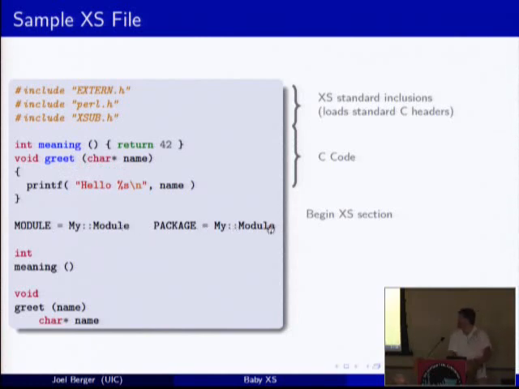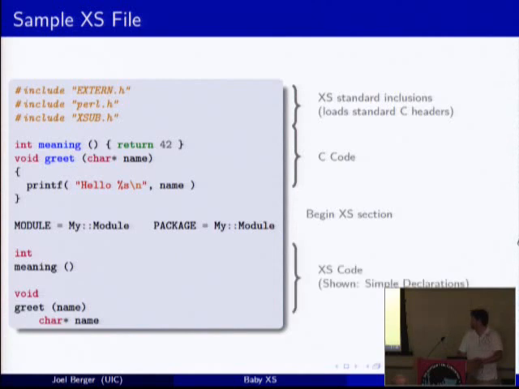This line tells the preprocessor to start thinking about this not as C, but as XS. And it has module and package. Most of the time, those are going to be the same, and they're also going to be the same as the Perl package that you're going to write. Package, my module, semicolon. Don't really think about this very much. That's just there.